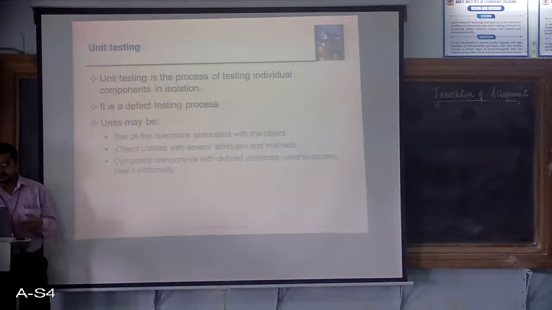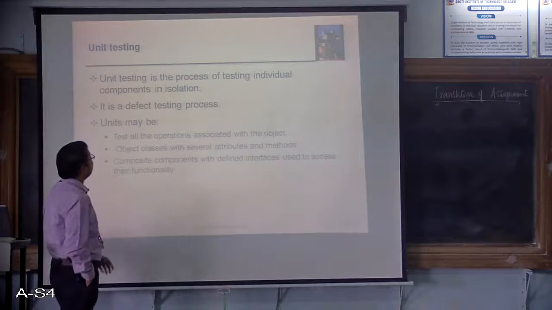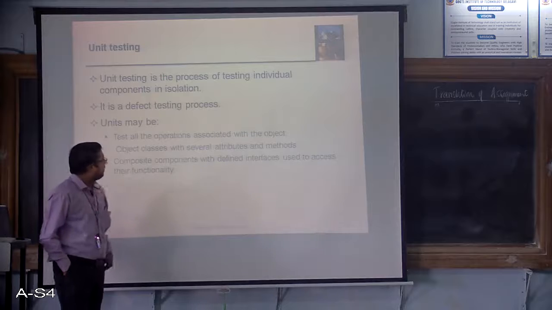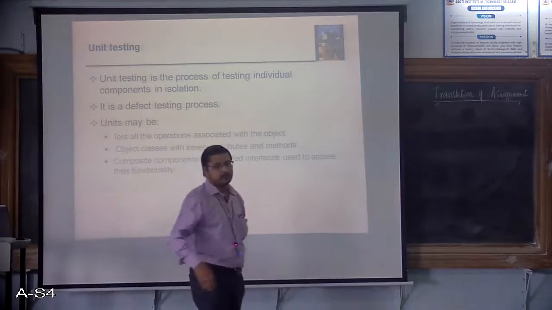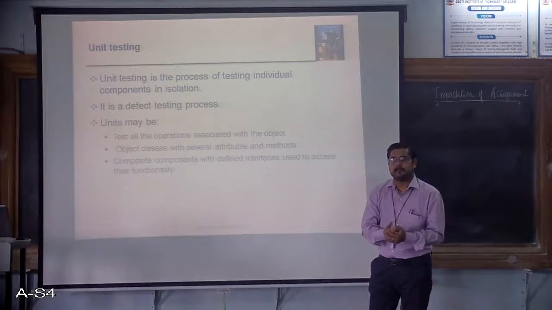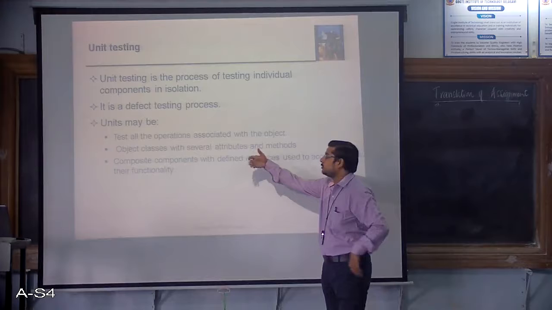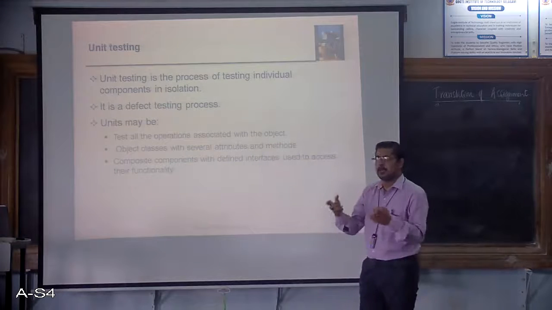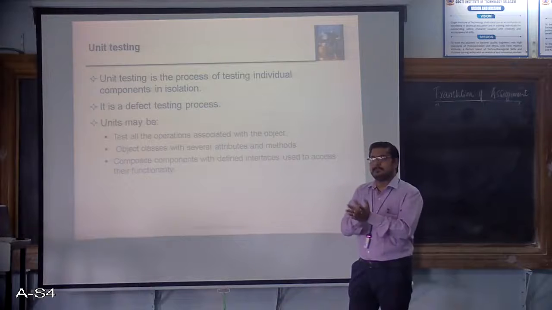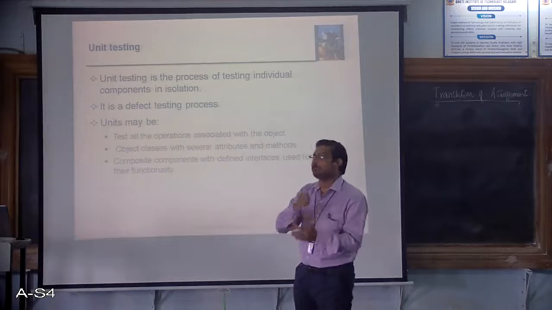Next we are going to study what exactly unit testing means. Unit testing is the process of testing individual components in isolation. It is a defect testing process, and it should test all the operations associated with the object. Take Java as a programming language, or OOPS. It is a collection of different objects. We test all the operations associated with that particular object. We have to check individual units. Instead of checking the entire system, we just cover the functionality related to one particular object.